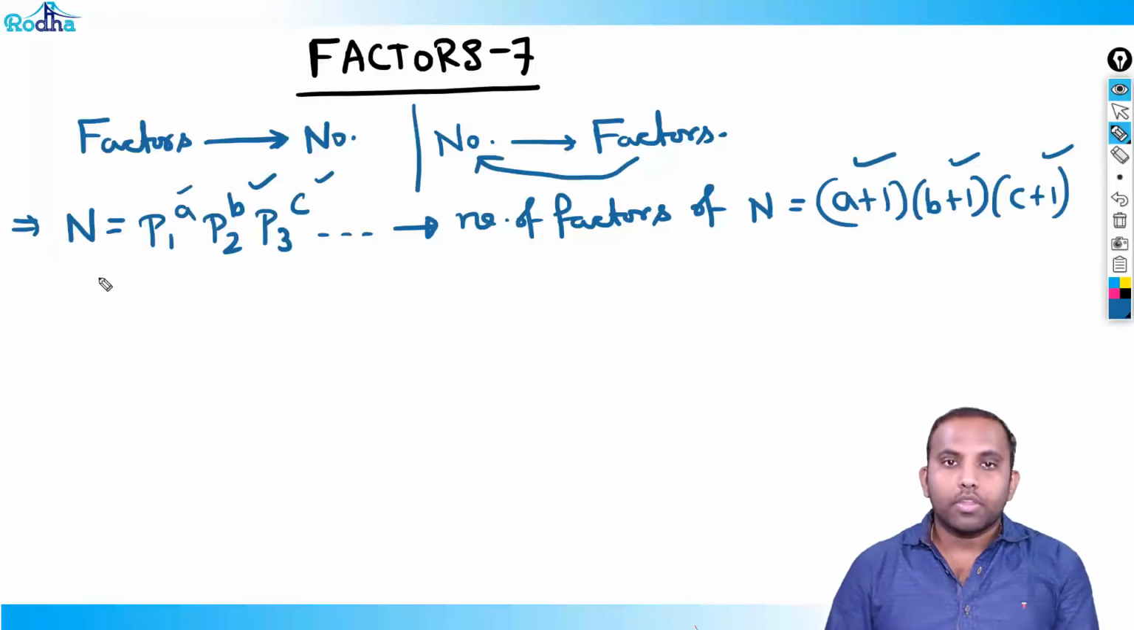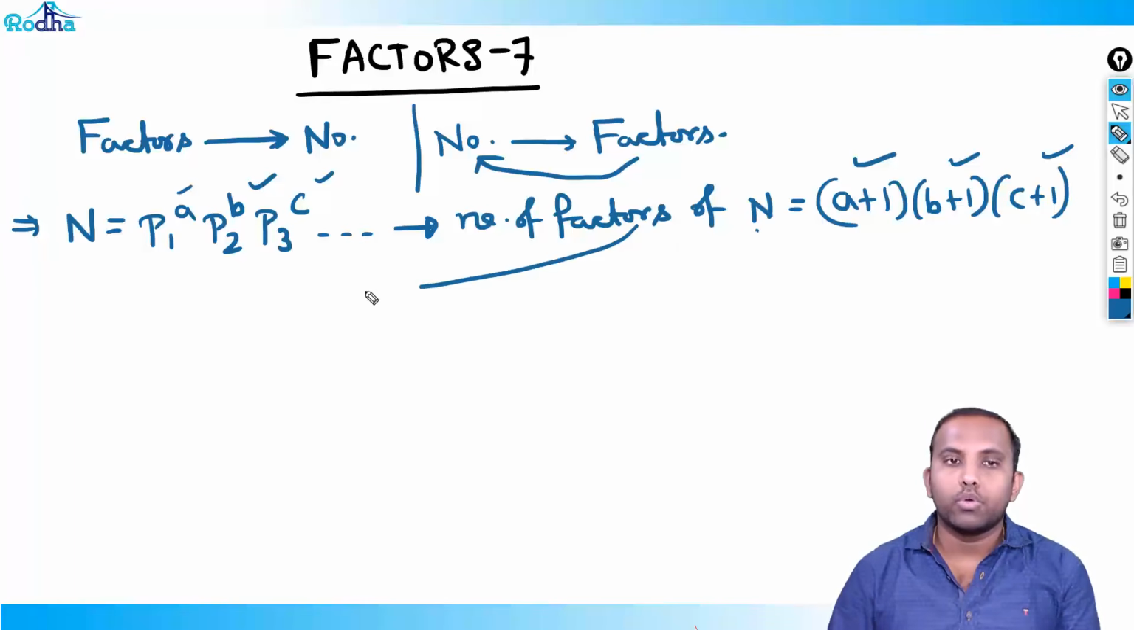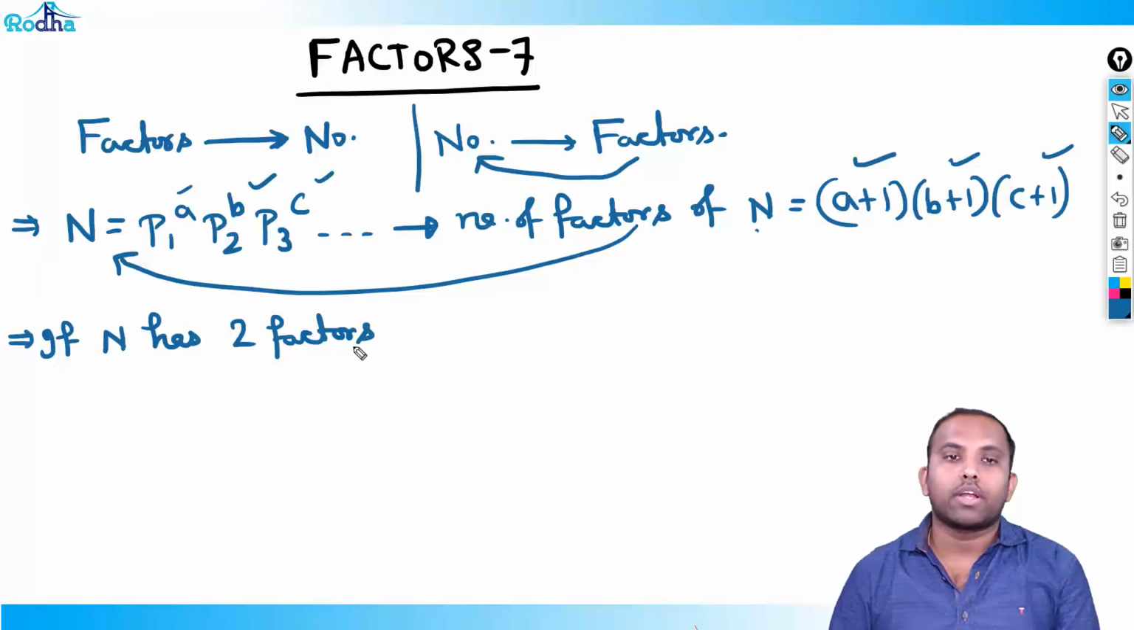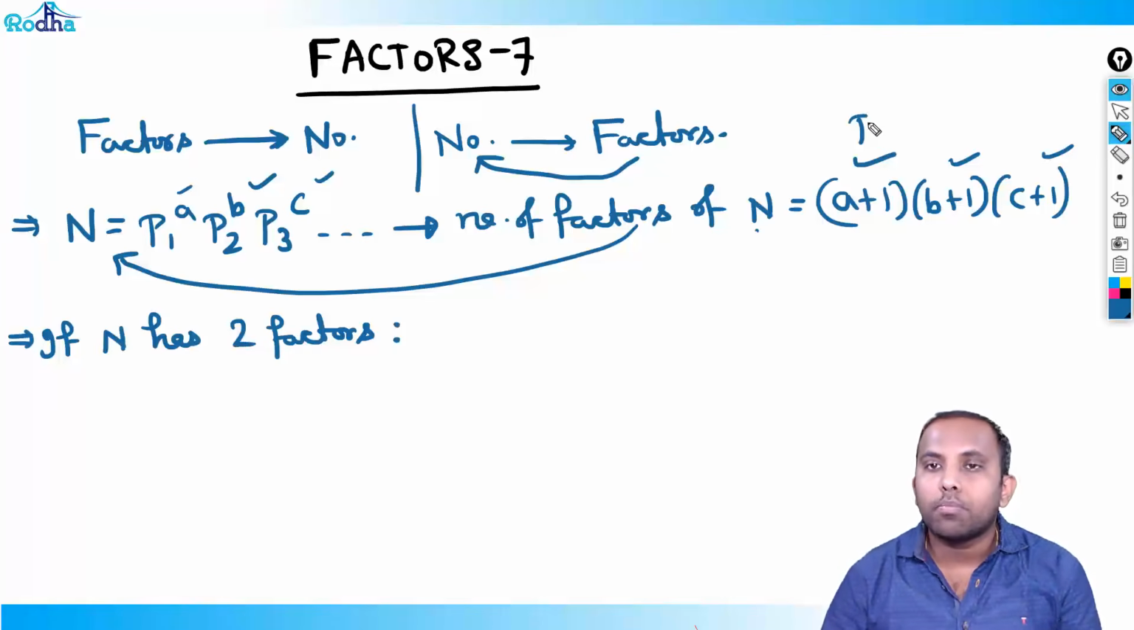Now we are going reverse. Concentrate, we are going reverse, from number of factors to n. Suppose it is given that n has 2 factors, what is the value of n? If n has 2 factors, then what is n, right? You can simply think what n will be. So what is the number of factors? Always power plus 1.